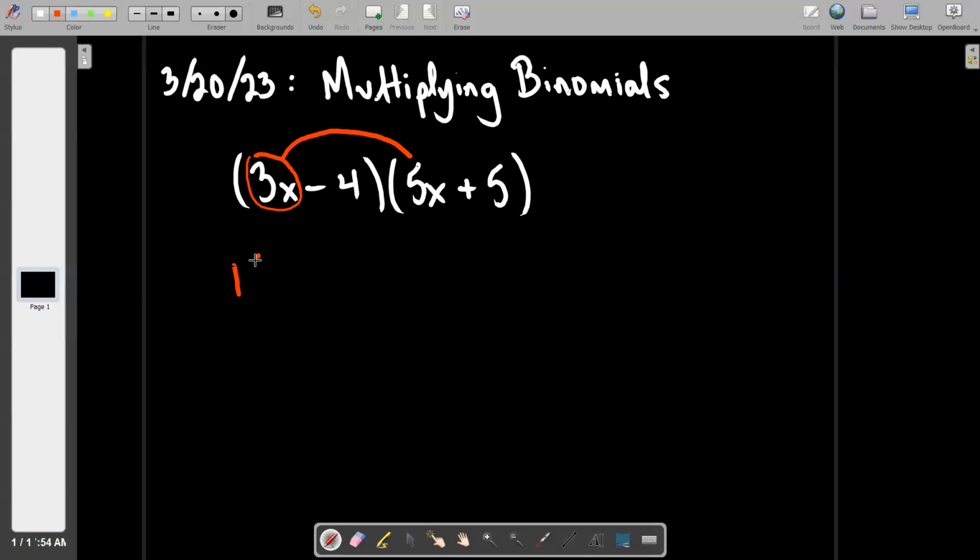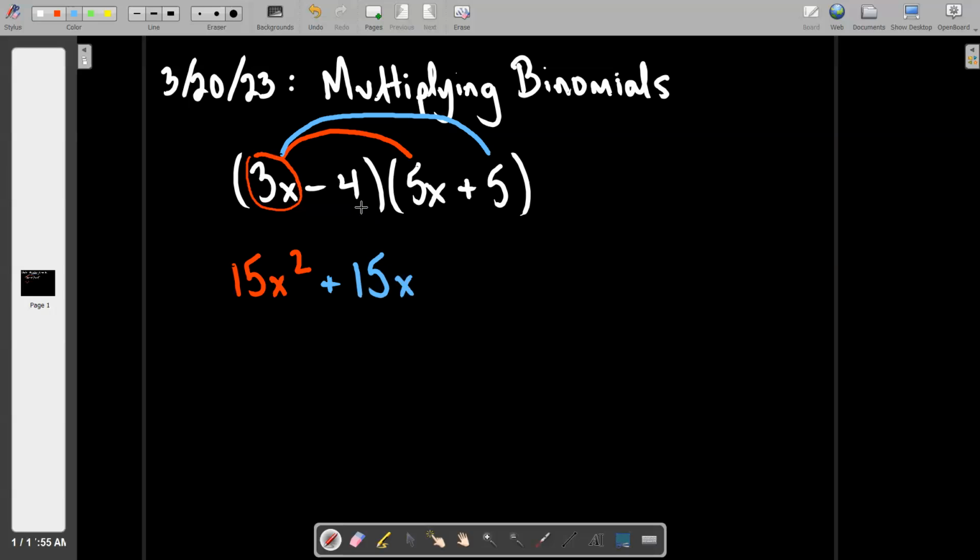15x. Nice job. Perfect. 15x squared. And then we're going to multiply the 3x all the way across to here. So 3x is still working at this point. And what is 3x times positive 5? Good. So we're going to always put in signs. Remember, after the first term, always insert a plus or a minus before the term that you put in. So we're going to put in plus 15x.